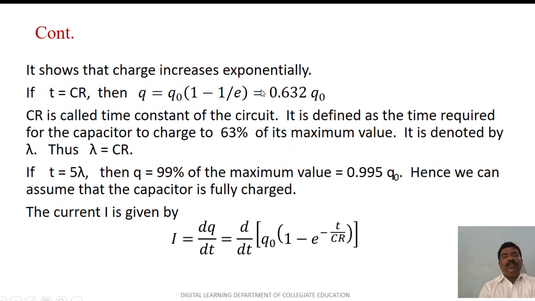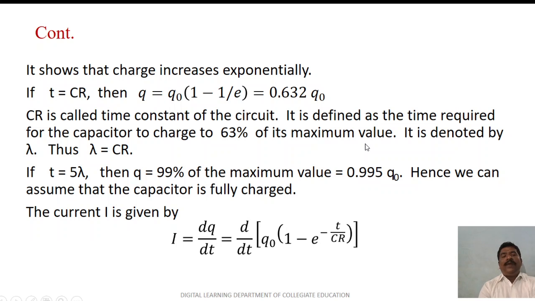Substituting the value of e, we get 0.632 Q naught, where CR is called the time constant. In the LR circuit, L by R is called the time constant. Now here, C into R is called the time constant of the circuit. It is defined as the time required for the capacitor to charge to 63% of its maximum value.